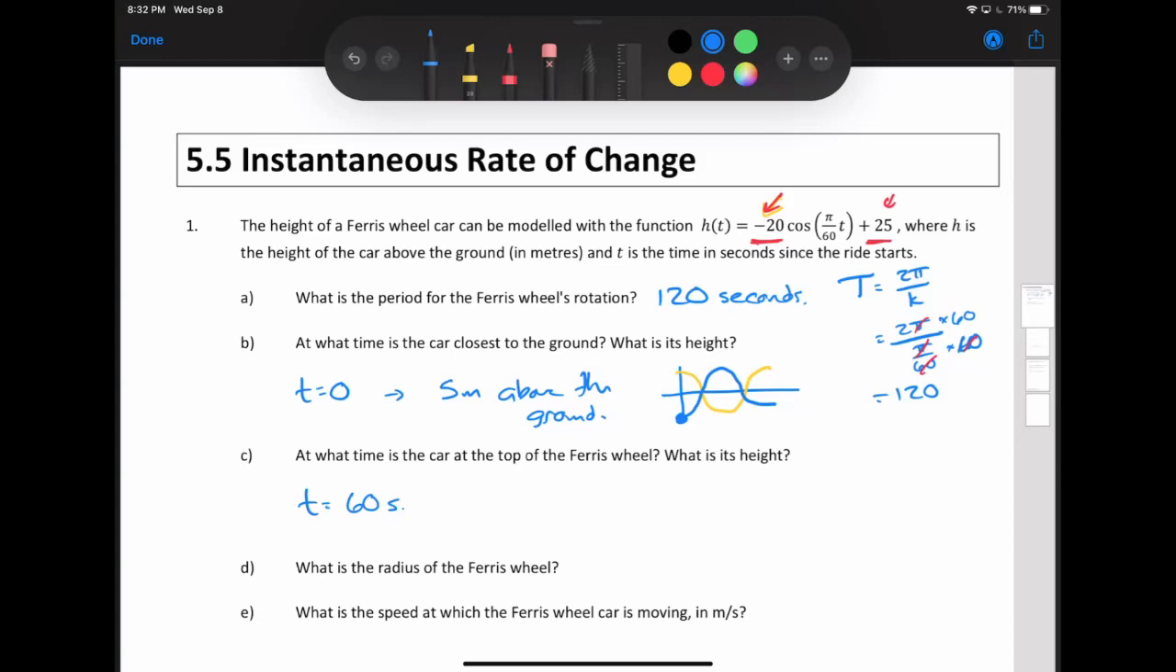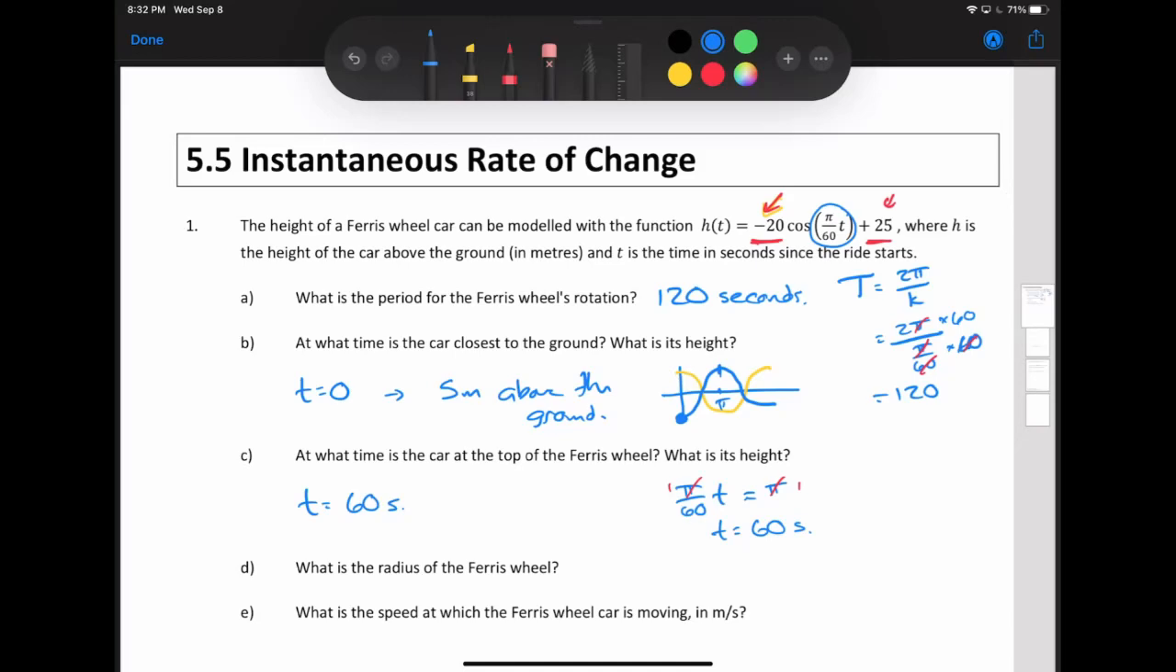Makes sense? You could have also solved, if you wanted to, pi over 60 t. This will work when that is equal to pi. Divide both sides by pi. 1 over 60 t equals 1, and t equals 60. So we could have solved it algebraically or just using straight up logic.